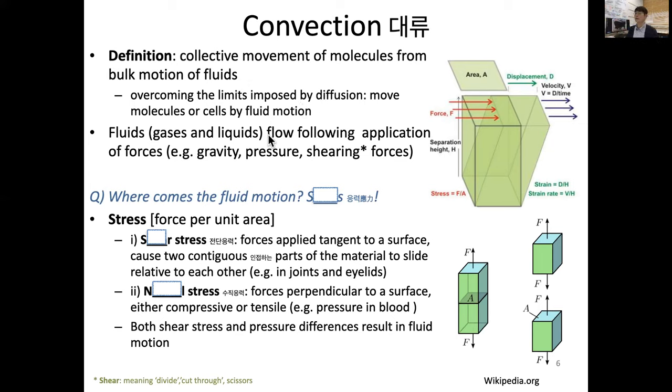So how does the fluid move? We know from basic fluid mechanics that the bulk of this fluid can be displaced by applying force, such that flow can be generated. For example, gravity can cause fluid motion. You can think of a river or a waterfall. And pressure differences, like in our cardiovascular system, where the heart creates a pressure difference, which is the driving force for all this circulation of our blood flow.